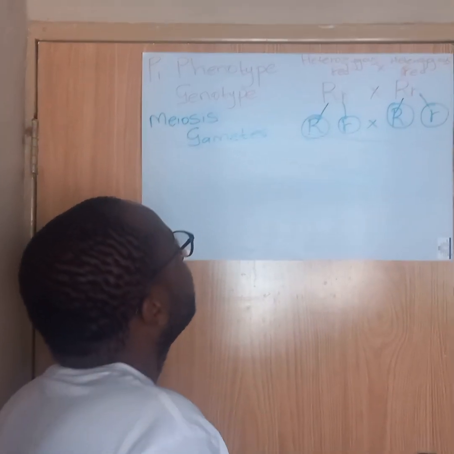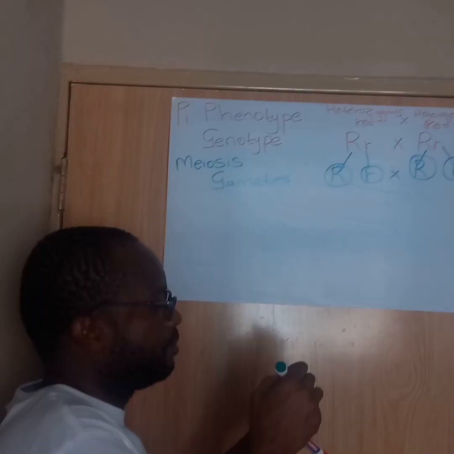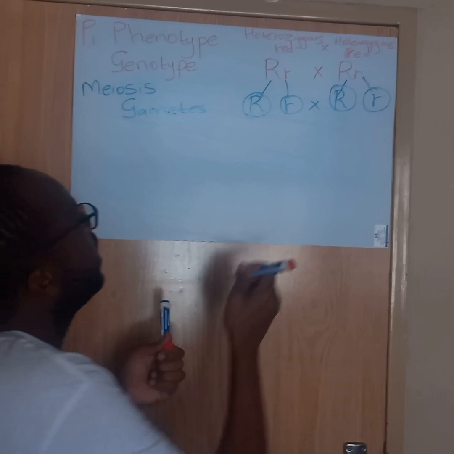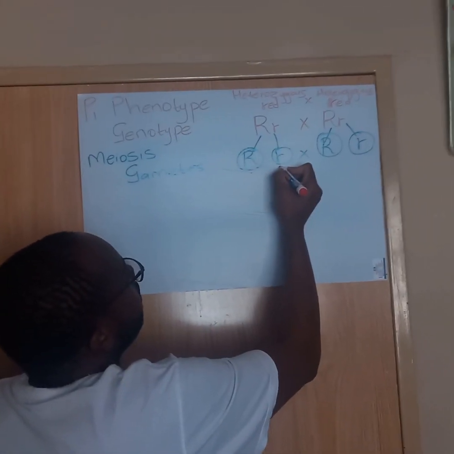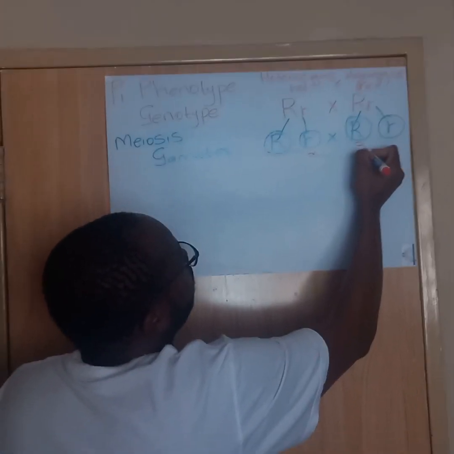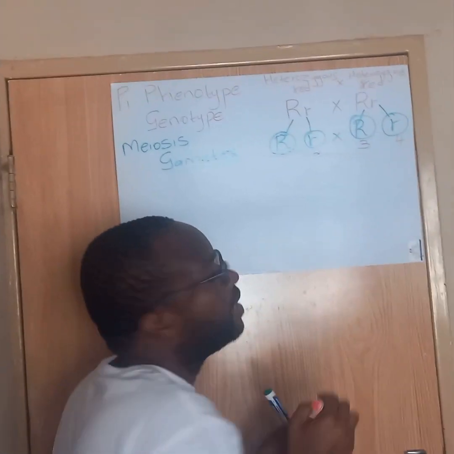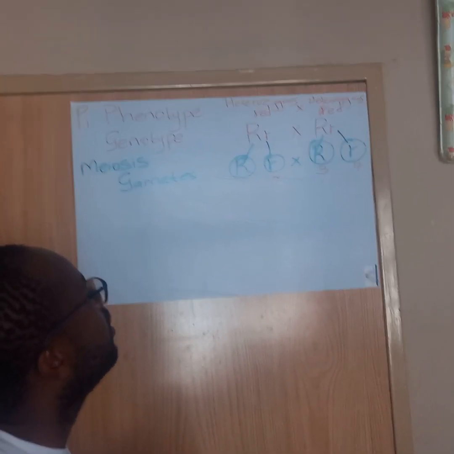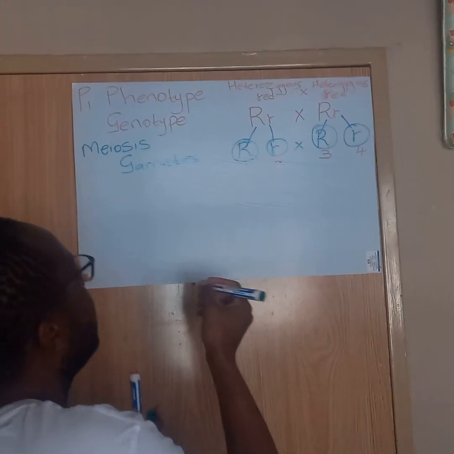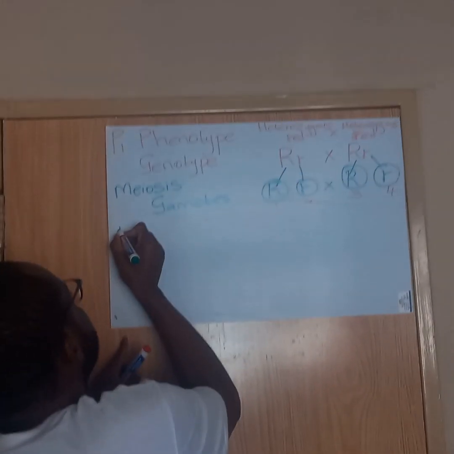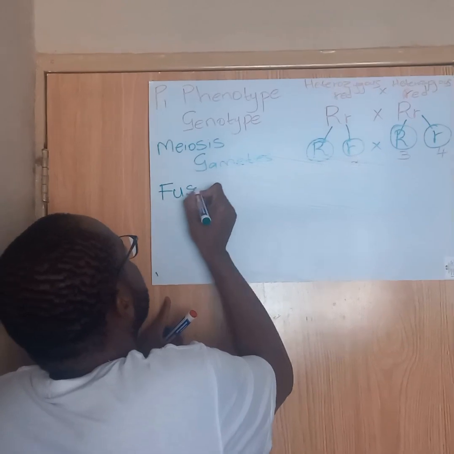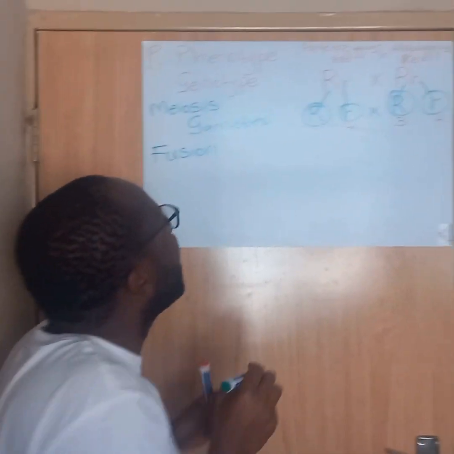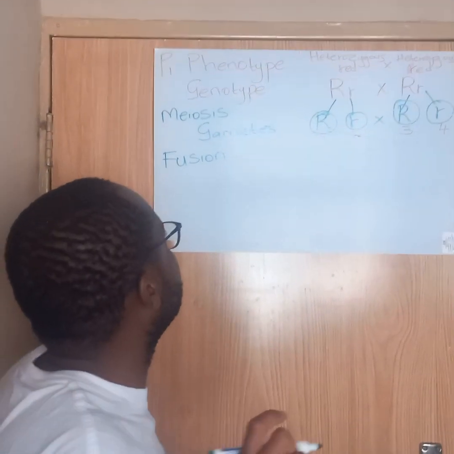Carrying on, the next step here. Remember, before we go to the next step, we must label this number 1, number 2, number 3, and number 4. That will remind you whether you have crossed everything or not. So the next step that follows is fusion. Another name for fusion is fertilization.